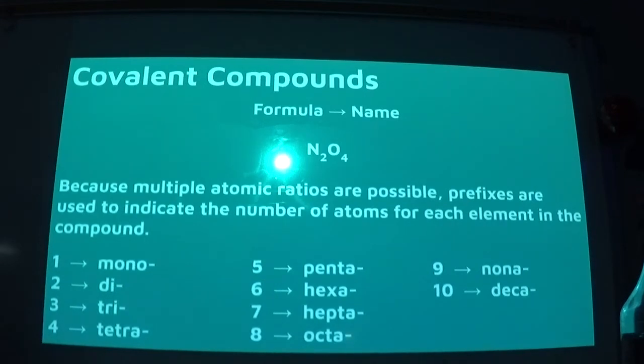Okay, you need to memorize these. I will not give these to you on a test. You already know half of them probably anyway. You can memorize them.